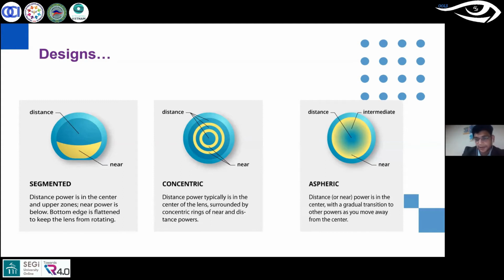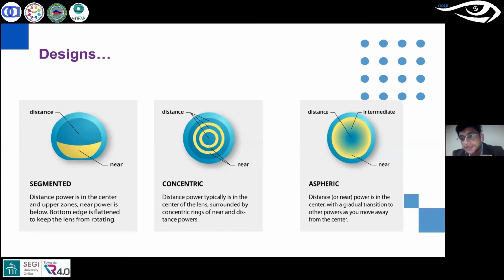So this was discarded, and the new design that was introduced in the world was called concentric design. Now, when you hear this term concentric design, remember they have two power zones, the distance and the near. And they worked well. They were used in a lot of contact lenses, including soft contact lenses and RGP contact lenses, where the patients were able to see the distance as well as the near. But they had to compromise on the intermediate part.